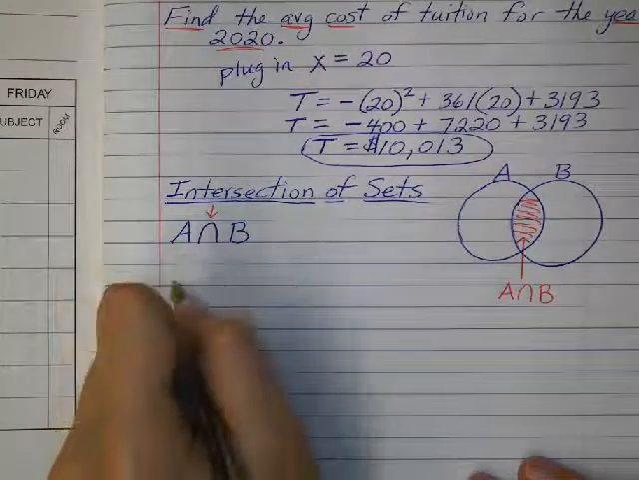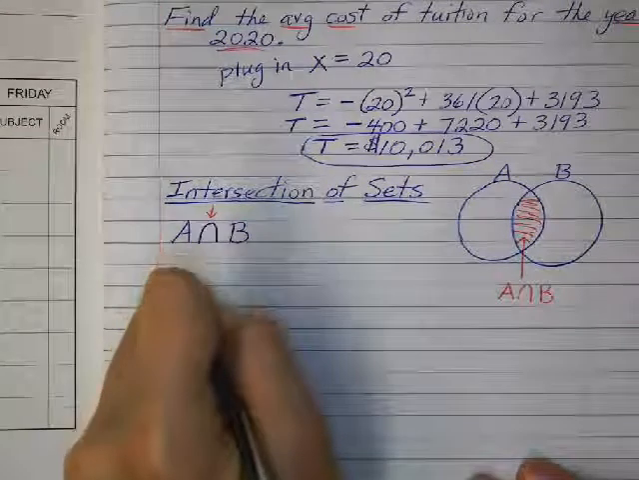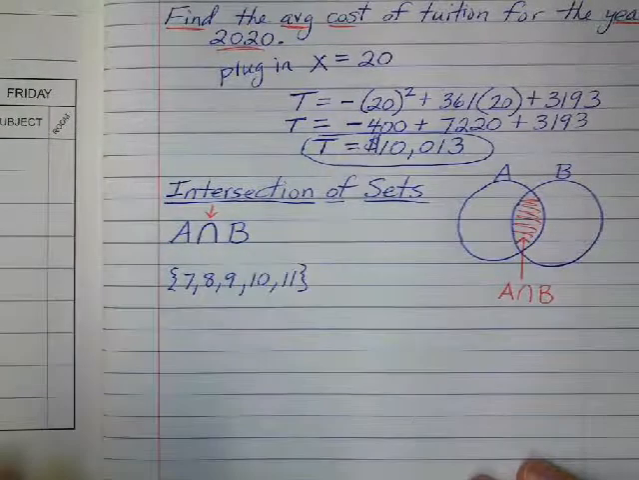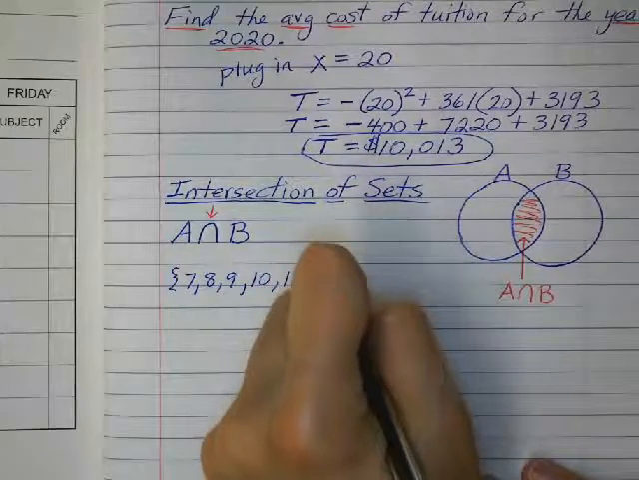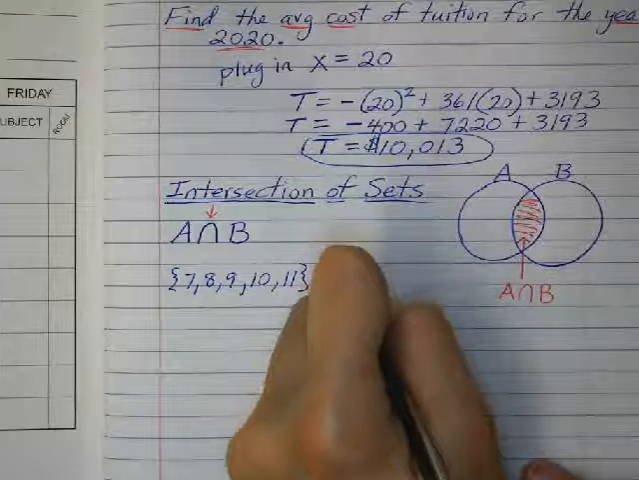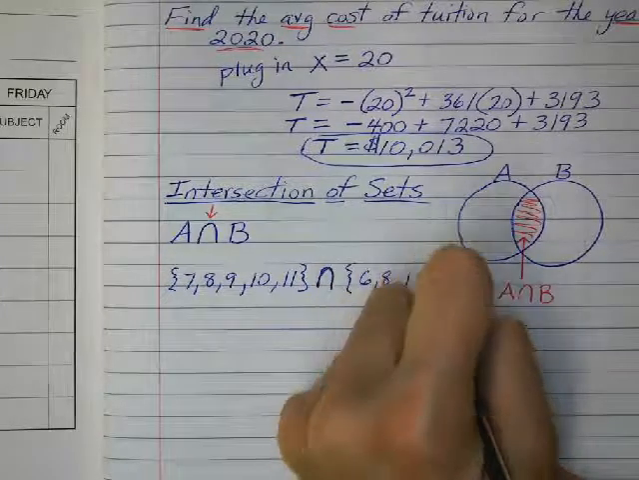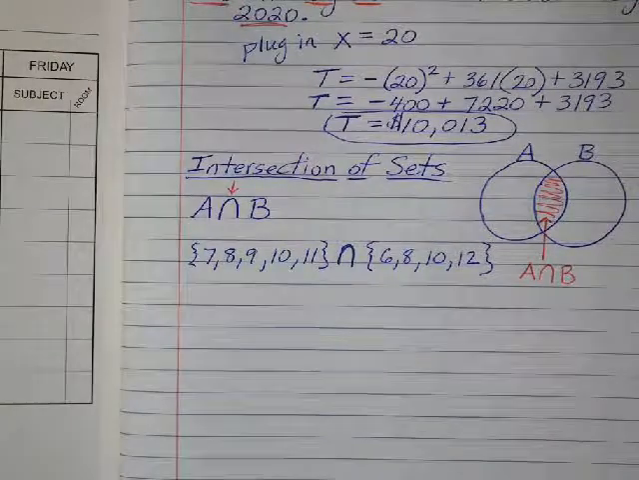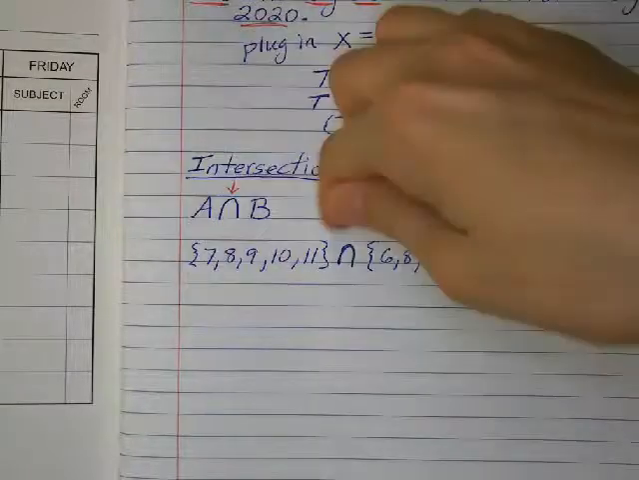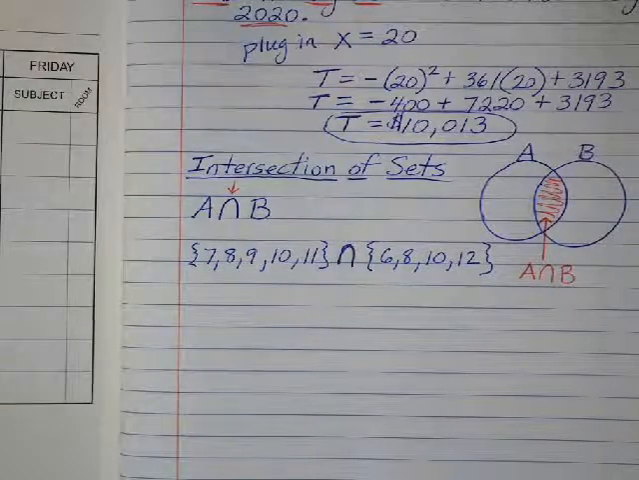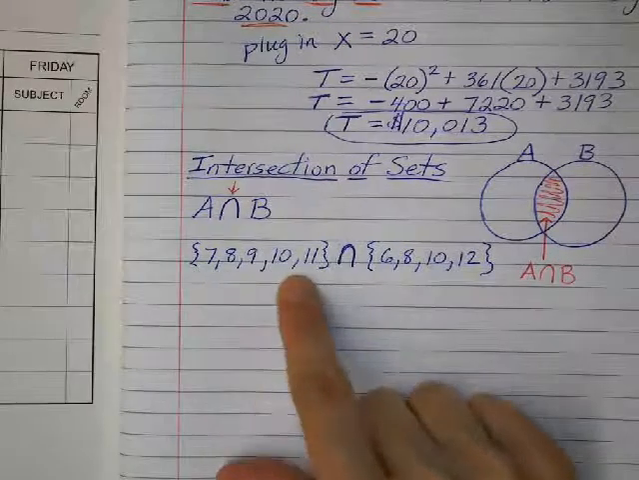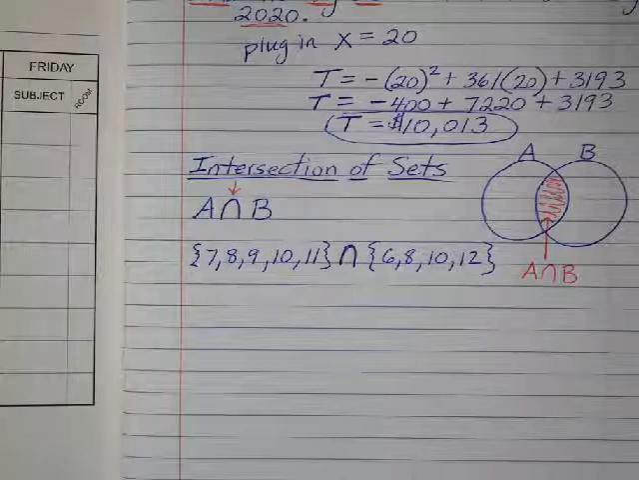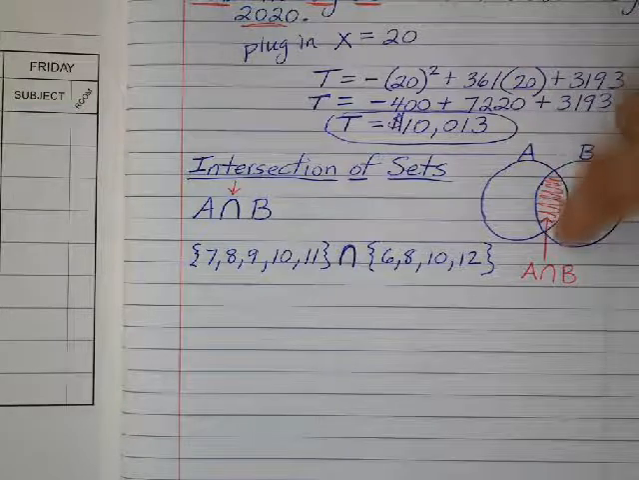So let's say that set A was the numbers 7, 8, 9, 10, and 11. Let's put it in mathematical terms. And then you're supposed to intersect that set of numbers with 6, 8, 10, 12. Sets are written with these squiggly braces around them, just like a group of numbers. So if you understand what this picture means, you're looking for what they have in common.